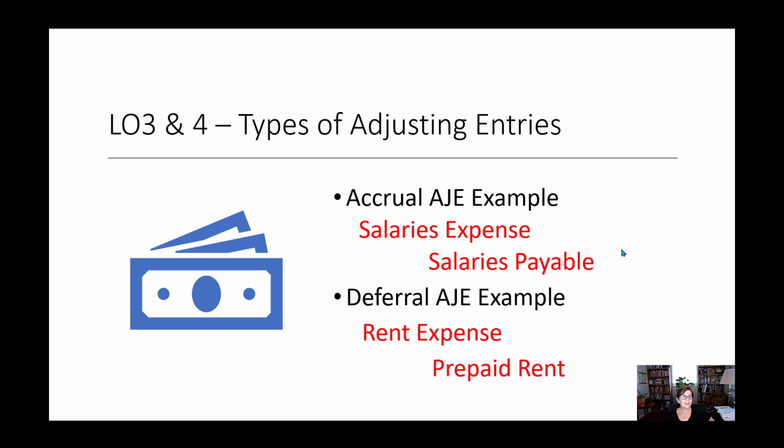So at the end of the year, the company has to record the salaries that employees have earned, but they haven't received yet. They haven't gotten paid. So the company hasn't paid the employees, but the employees have earned the money. So they debit salaries expense and they credit salaries payable. Remember, this is a pull entry.